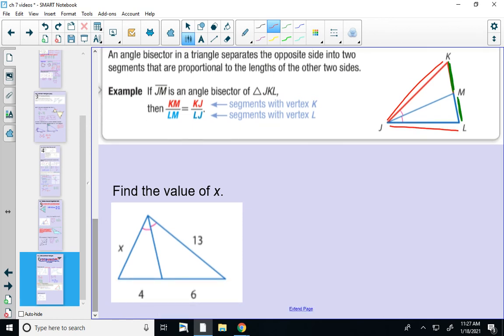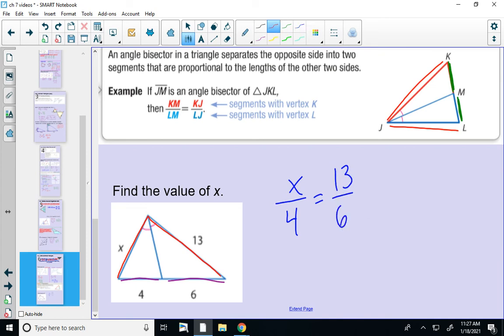In this case, I want to find the value of x. I can see that that line is an angle bisector. So I know that x is going to relate to 4 the same way that 13 relates to 6. So let's set up a proportion and figure out what that relationship is. X is to 4 as 13 is to 6.